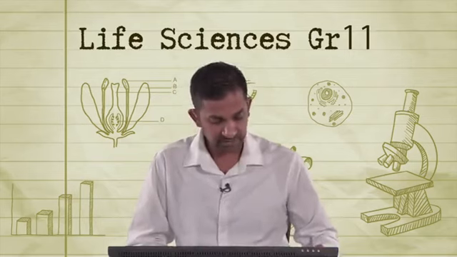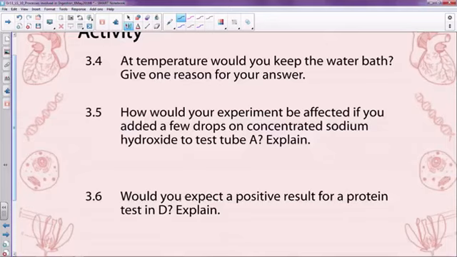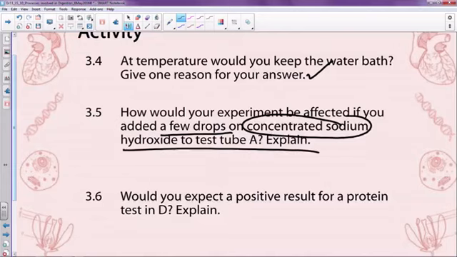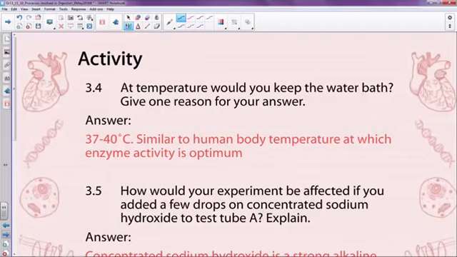Let's look at the next question. So we've got a few more, and I hope that we can get through all three before the end of the session. 3.4. At what temperature would you keep the water bath? Give a reason for your answer. Quite an interesting question. 3.5. How would your experiment be affected if you added a few drops of concentrated sodium hydroxide to test tube A? Remember that sodium hydroxide is a base, an alkaline, so how would that affect the experiment? It will change the pH. We've got to explain that. And 3.6. Would you expect a positive test for protein in test tube D?